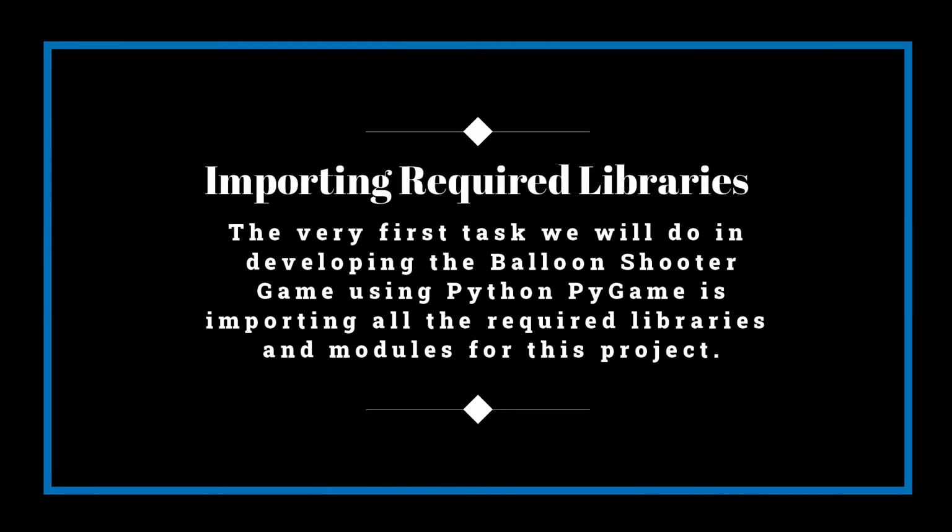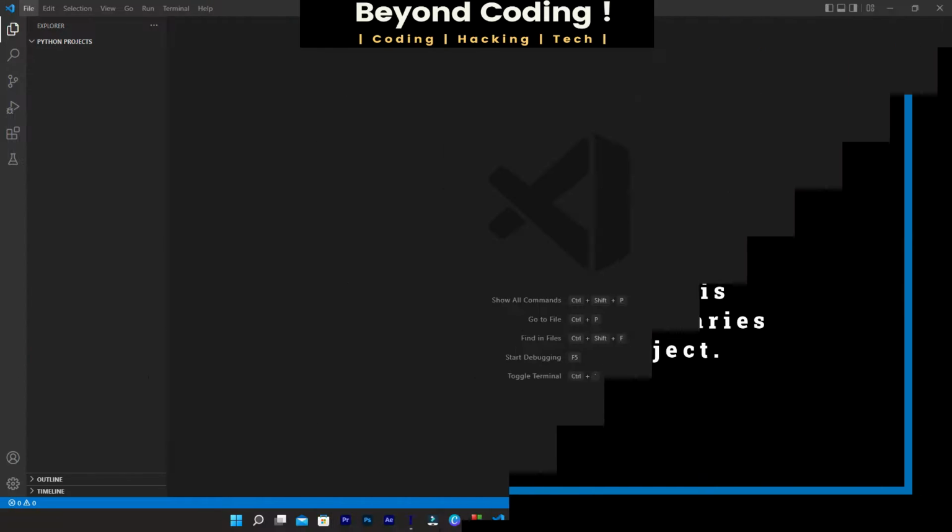Step 1 is importing required libraries. The very first task we will do in developing the balloon shooter game using Python PyGame is importing all the required libraries and modules for this project.